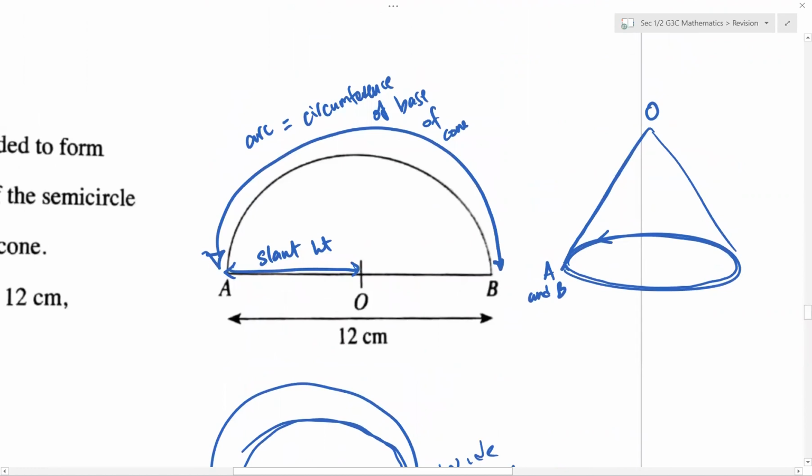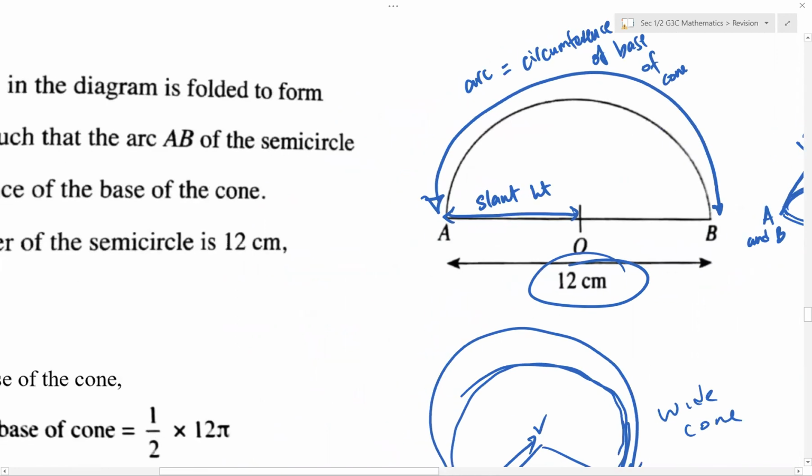Okay, now, what other information do we have? We've got our 12 cm over here. In our cone, it translates to the slant height. This is our 12 cm. And then, since the arc of this semicircle is the circumference of the base of the cone, I can find out the circumference of the base of the cone by finding the arc length over here, which is half a circle. Okay, so that's the analysis of this question.